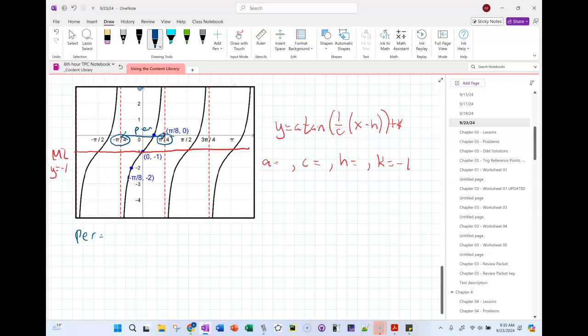Over 2, right? I go 1/4, and then another 1/4 gives me a half. You guys agree with that? I start at -π/4, I go 1/4 to get to 0, and I do another 1/4 to get to π/4, giving me a half pi total. A fourth plus a fourth is a half. Everybody so far so good?